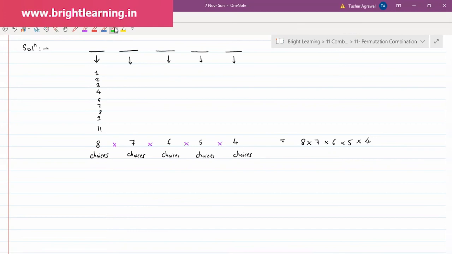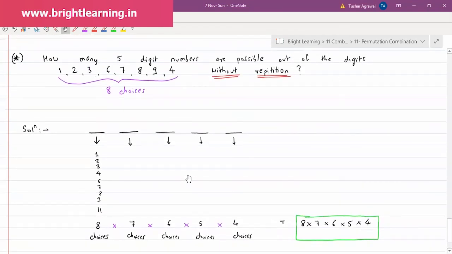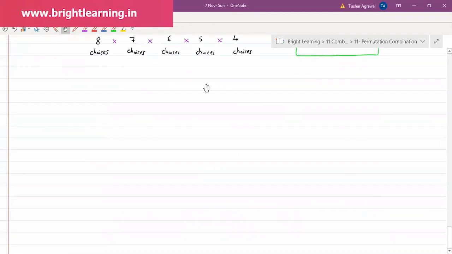Everybody got it? I will give you the formula afterwards. Right now, just write it down this way. Without the formula, this is the answer. Now, don't bother calculating it. This is the answer. Don't bother calculating it. That is clerical work. 8 7 6 5 4.